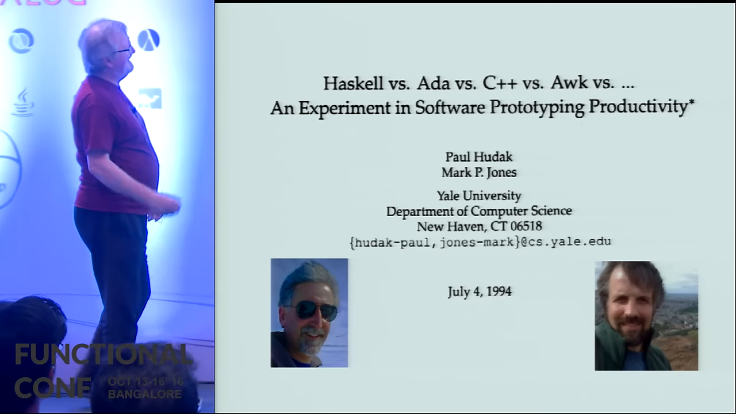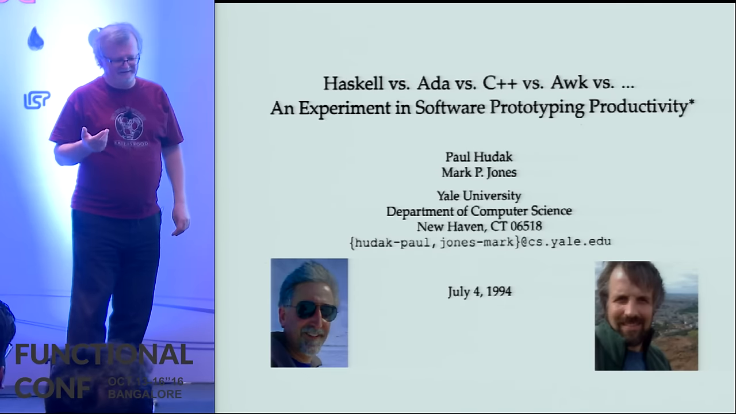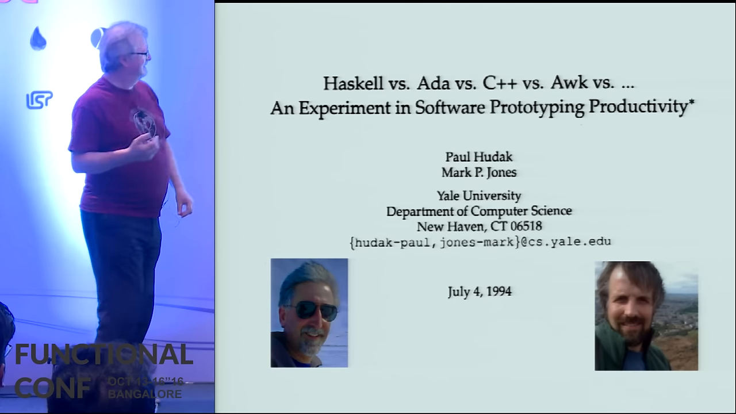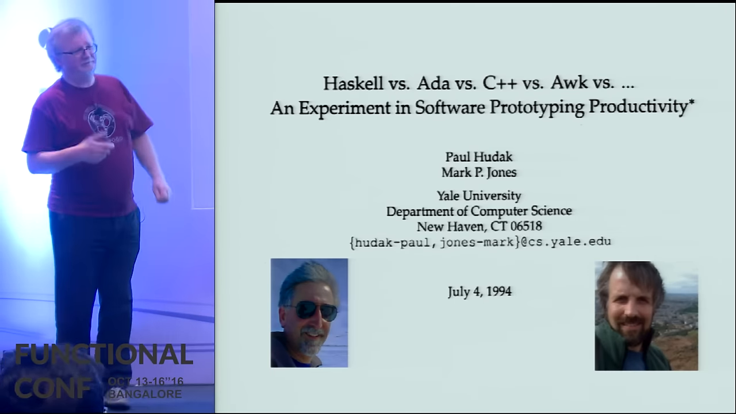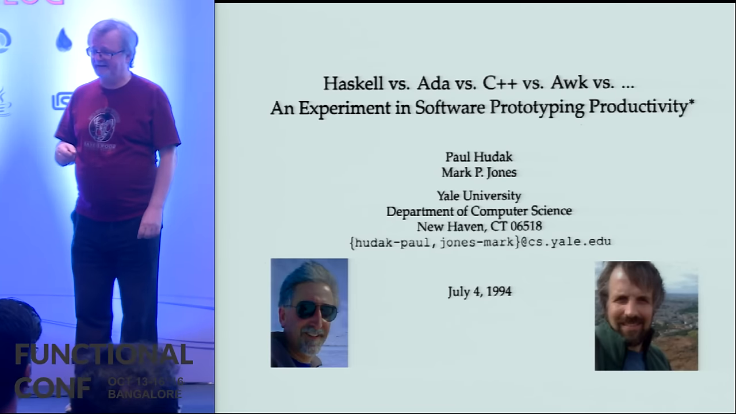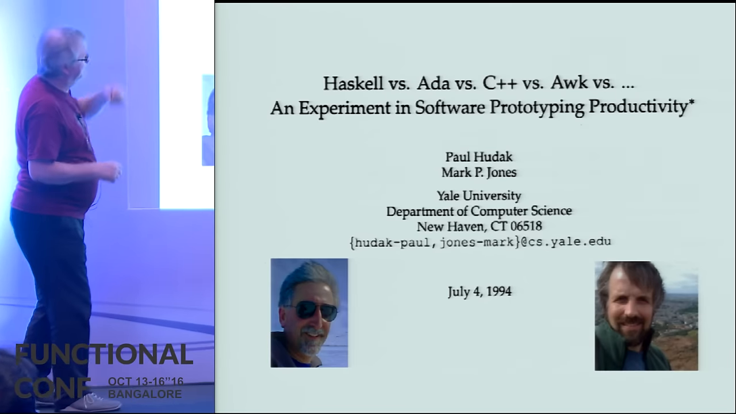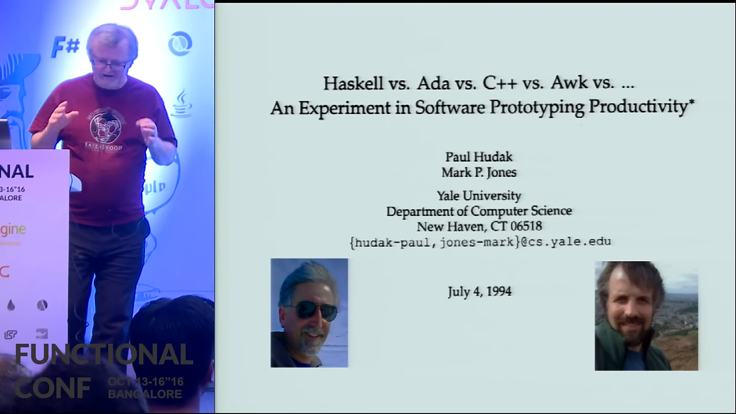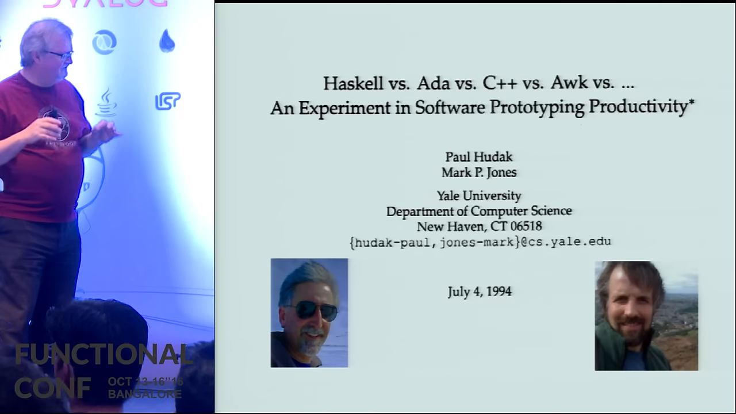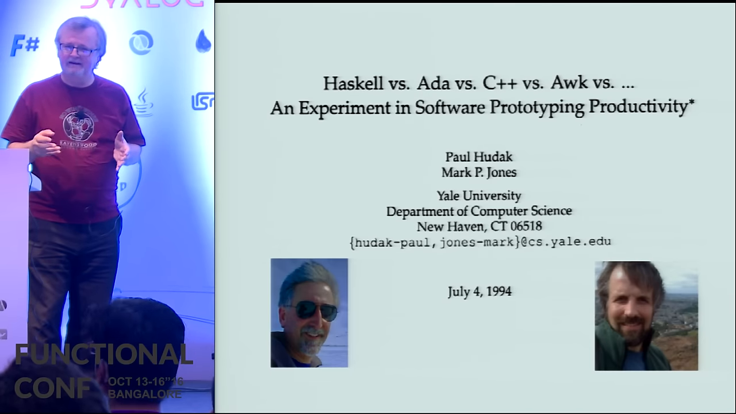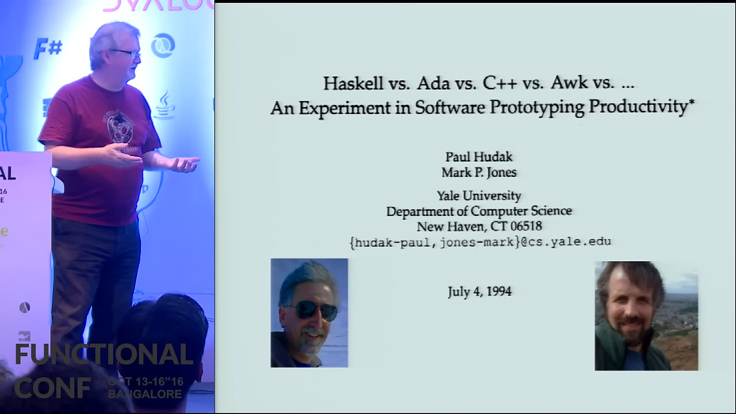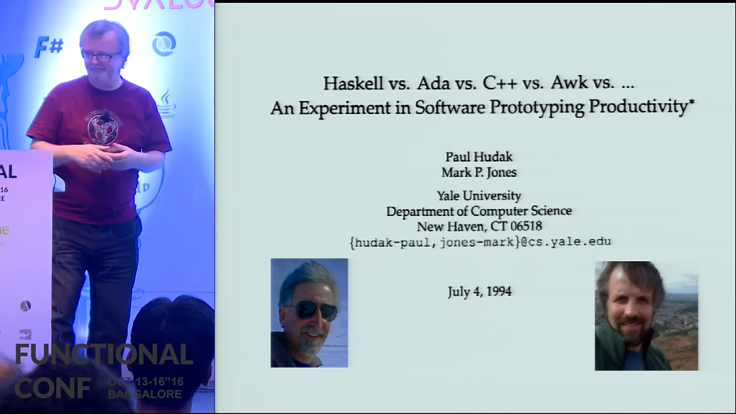And you couldn't get DARPA funding to write Haskell programs for real use in those days, but Paul got some DARPA money for using Haskell to build software prototypes. And many other people got money from the same project. So then at some point, DARPA wanted to evaluate how well people were doing. So they gave everybody the same problem to prototype, and they were to record how much code they had to write and how long it took.